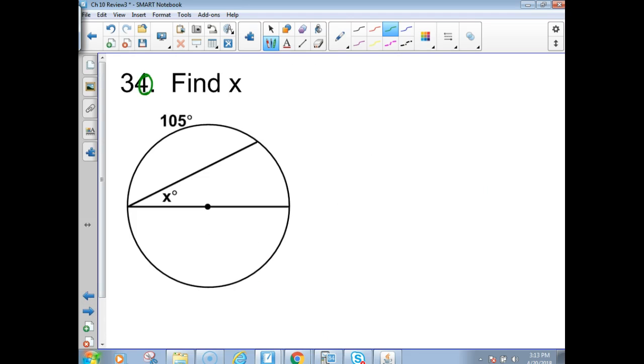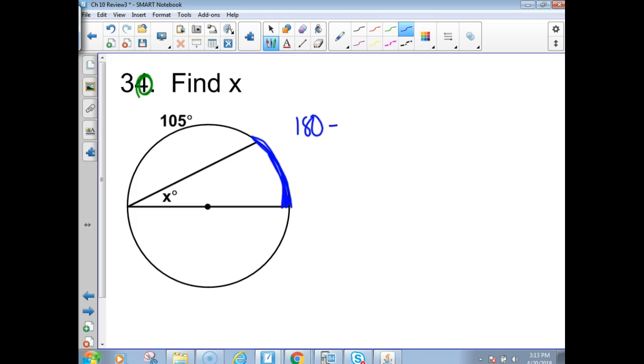30. We did real well with this on the last quiz. I need to know this arc right here because the angle is half of the arc. First, let's figure out, hey, that's the diameter, so that's half a circle. So what is the blue part? And what's the measure of it?